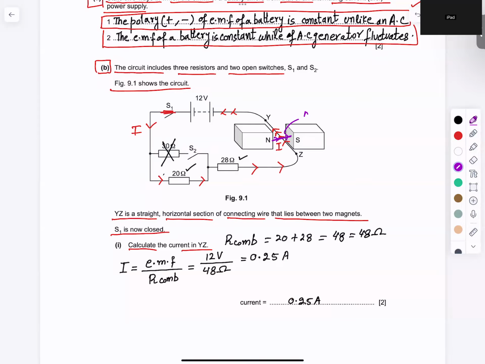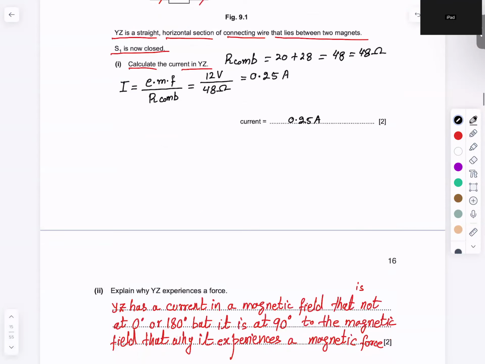This will be the magnetic field. Now the force, if we use Fleming's left hand rule: current is into the plane, magnetic field is towards the right, so the force will be vertically downwards. So this is the force. So this is the magnetic force. Force is vertically downwards.